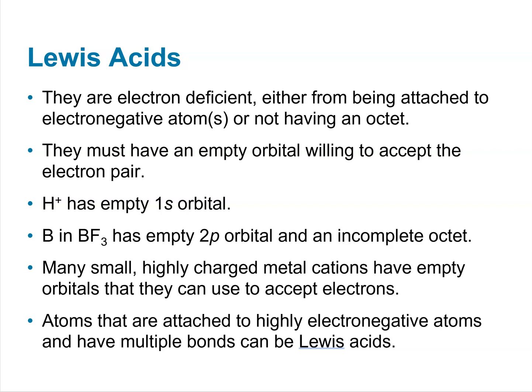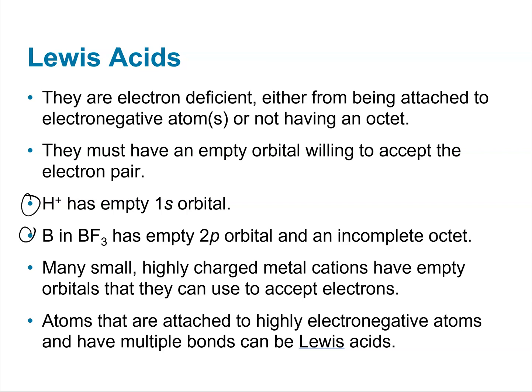Now, it's good to note that your proton has an empty 1s orbital because it lost its single electron, and it has room for a pair of electrons in that orbital. Conversely, as a second example, the boron in BF3 has an empty 2p orbital because it has an incomplete octet. So either through charging, or through having electron deficiency from having a highly electronegative atom attached to it, or having an incomplete octet, these conditions have to be met for it to be a Lewis acid.